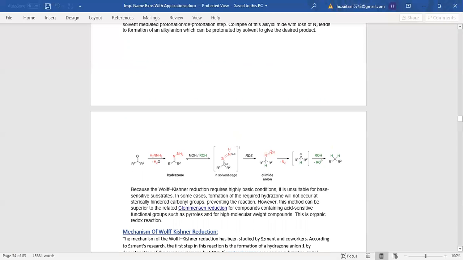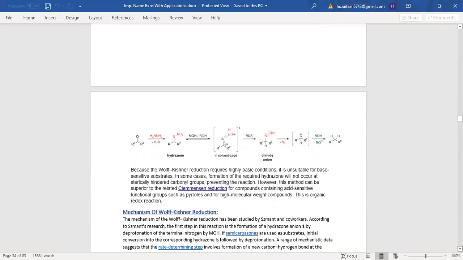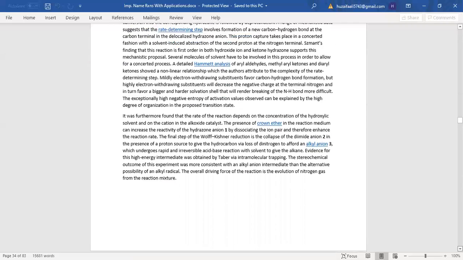Because a Wolff-Kishner reduction requires highly basic conditions, it is unsuitable for base-sensitive substrates. In some cases, formation of the required hydrazone will not occur at sterically hindered carbonyl groups, preventing the reaction. However, this method can be superior to the related Clemmensen reduction for compounds containing acid-sensitive functional groups such as pyrroles, and for higher molecular weight compounds. This is an organic redox reaction. This is the mechanism of Wolff-Kishner reduction.